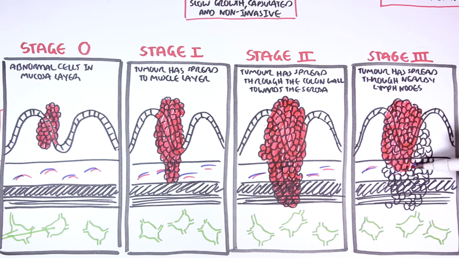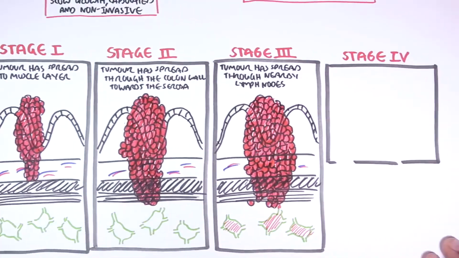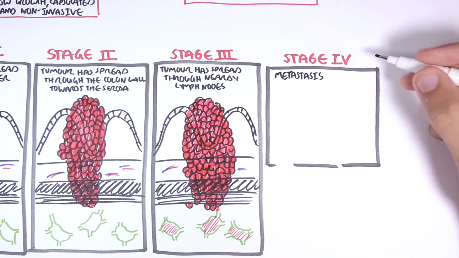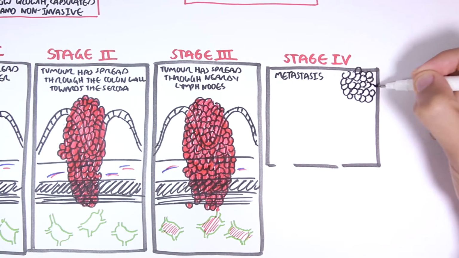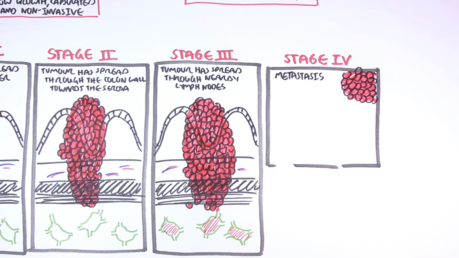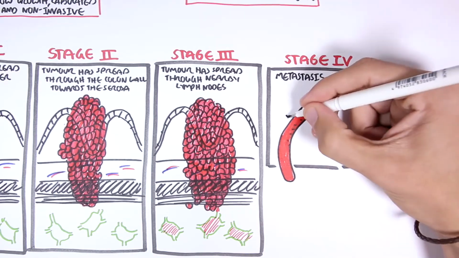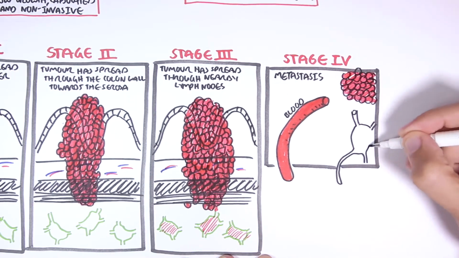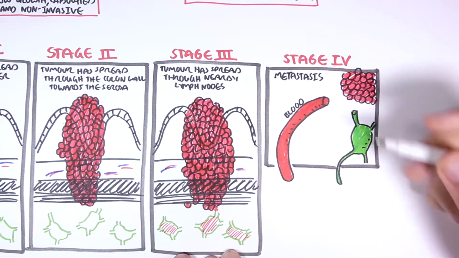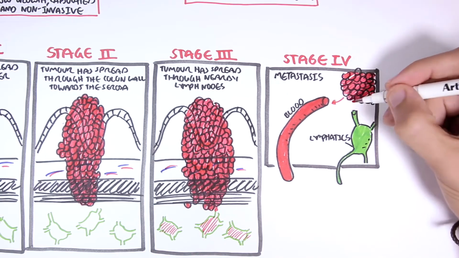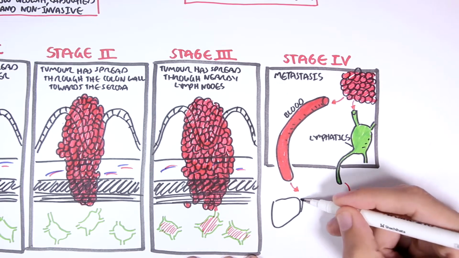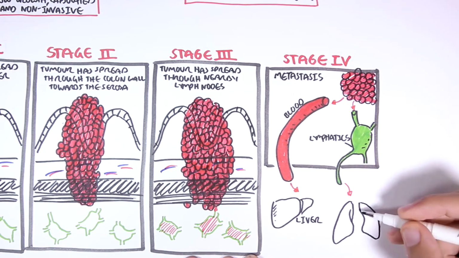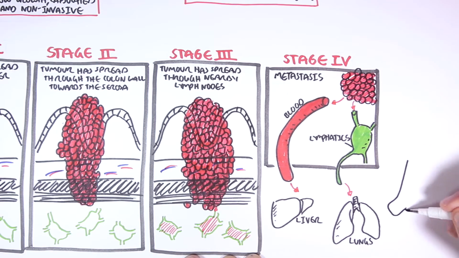And then we have stage 4, which is the terminal stage, called metastasis. This is where the cancer cells have metastasized and have begun invading other tissues and organs by traveling through the blood and lymphatics. The cancer cells can invade other organs, such as the liver, lungs, and bone.